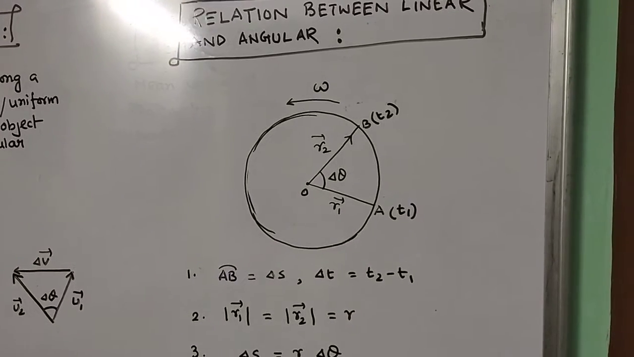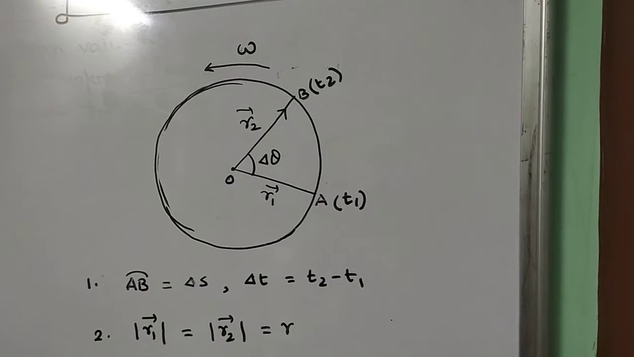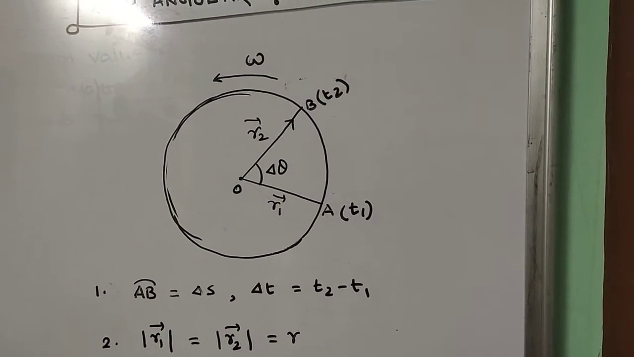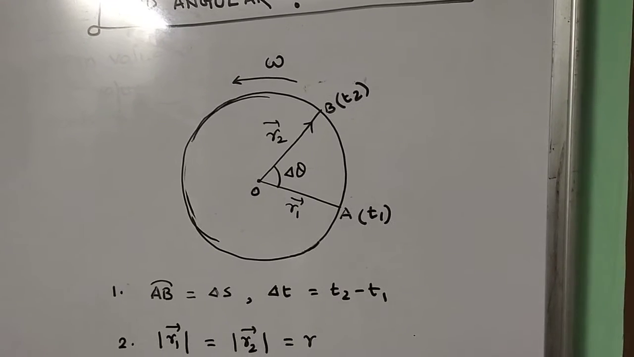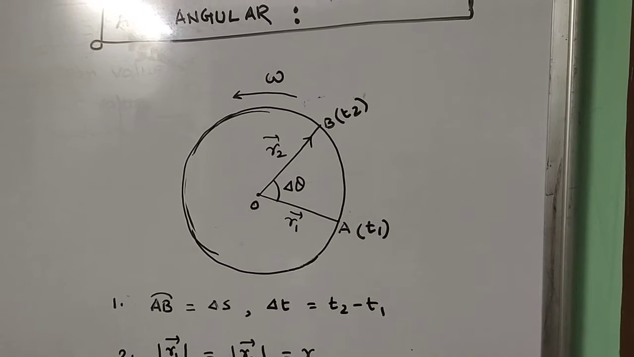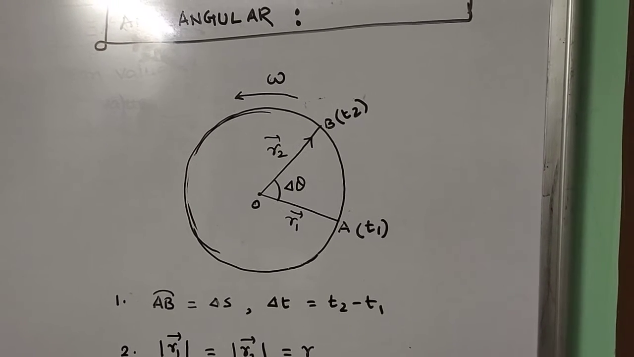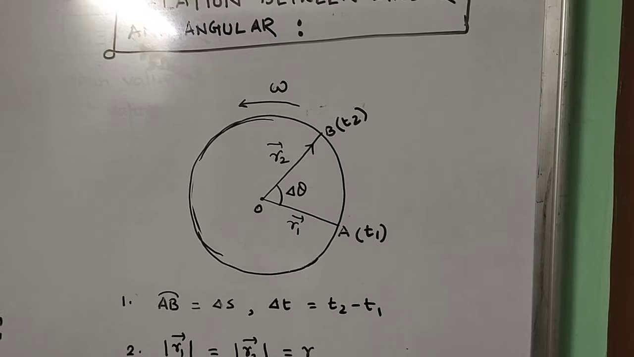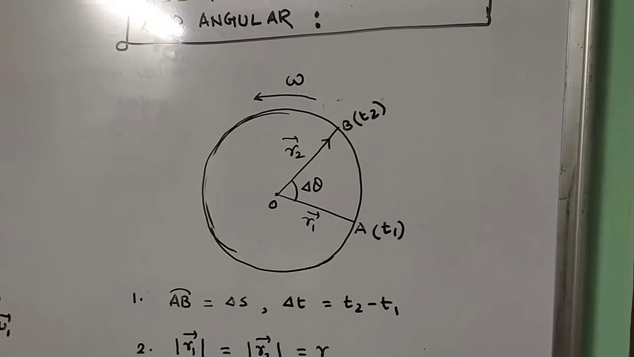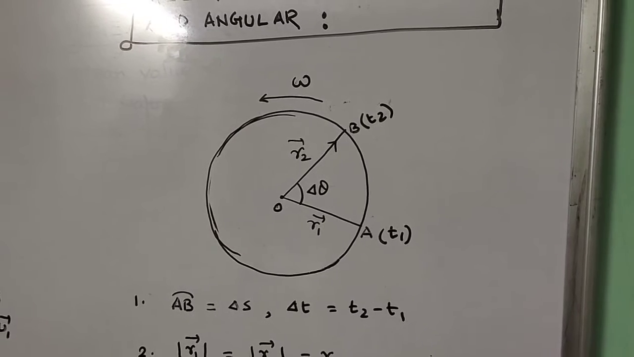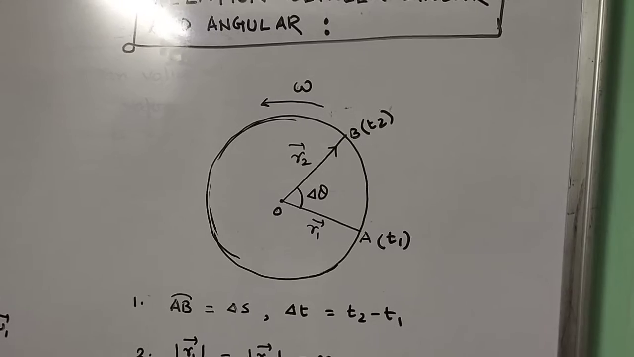Now in this figure, we have considered a circular path, and on the path an object is moving. Let A be the position of the object at an instant of time t1 with the position vector r1 vector, and B is the position of the object at an instant of time t2 with the position vector r2 vector. Now there is an angle delta theta between r1 vector and r2 vector, and the object is moving with the angular velocity omega, that is, w, your angular velocity.